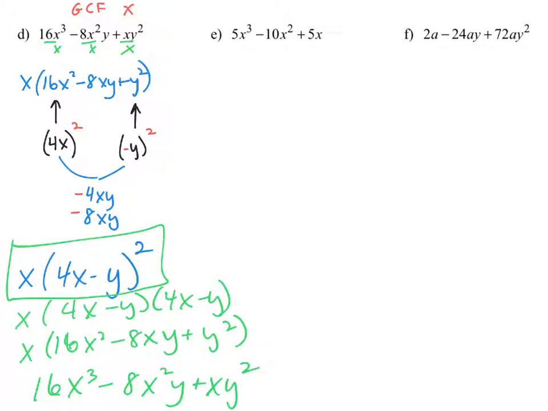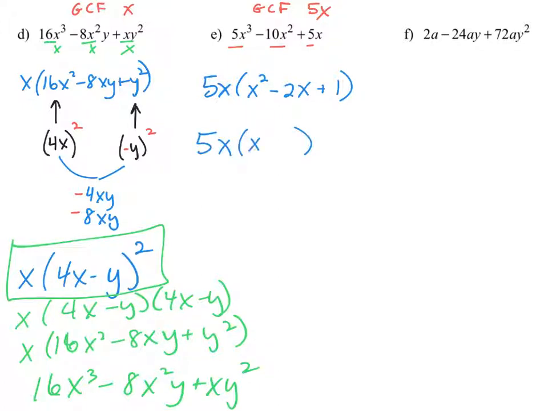Let's do example E, 5x to the third minus 10x squared plus 5x. We'll begin by factoring out the GCF. All of these terms have a common factor of 5x. So we'll write this as 5x times the quantity x squared minus 2x plus 1. And this is a perfect square trinomial. So we can write this in factored form of x minus 1, that entire quantity squared.